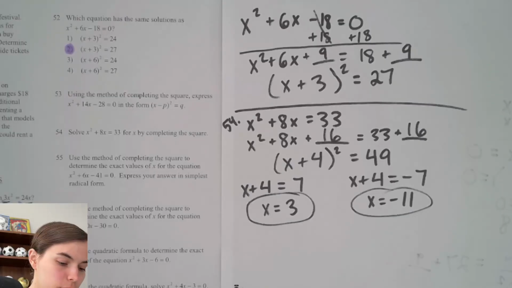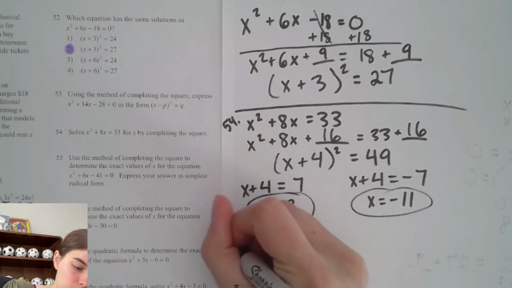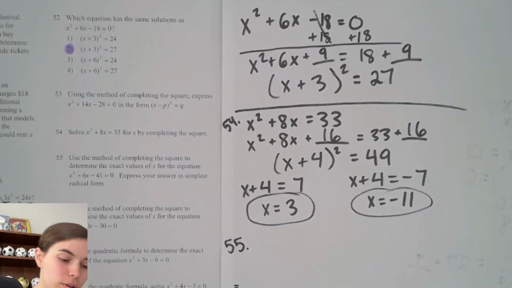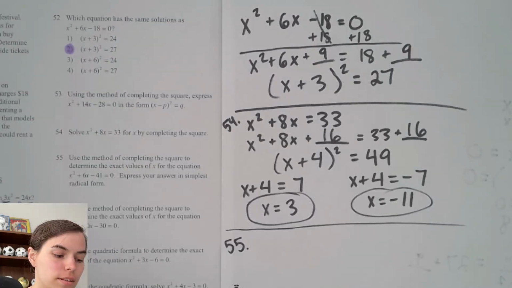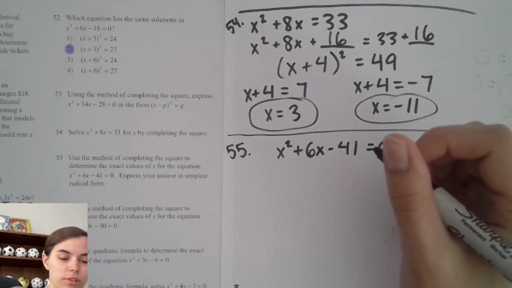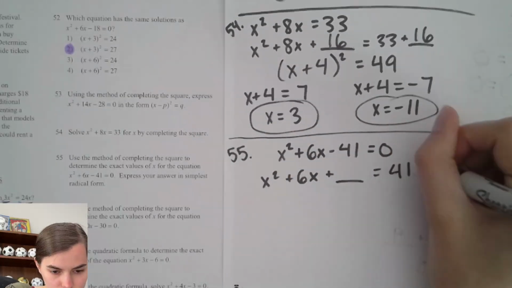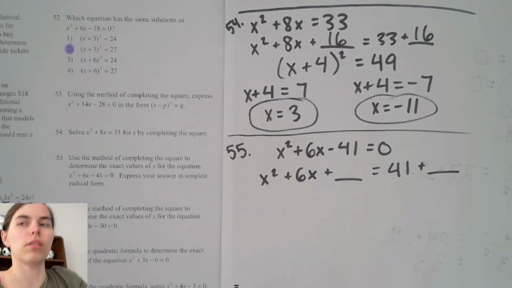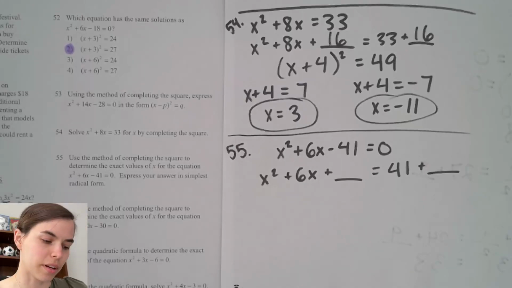I'll do one more of these completing the square ones. I'm going to do number 55 because you'll see that this one we get slightly different kind of answers. Since it tells us to express your answer in simplest radical form, that's already telling me that we're probably going to see some radicals in our answer. So again, the first thing we're going to do here is move the 41 to the other side by adding 41 to both sides. And I'm just going to add in my plus and the spaces there because I know we're doing it by completing the square.